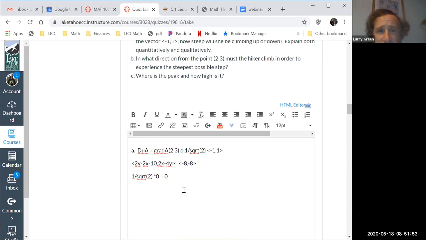Okay, so what does that tell us? I just did it quantitatively. Qualitatively, what can we say about that step that she's about to take? Does she need poles? Is she worried? No, it's flat. So the step is flat. Any questions on that?